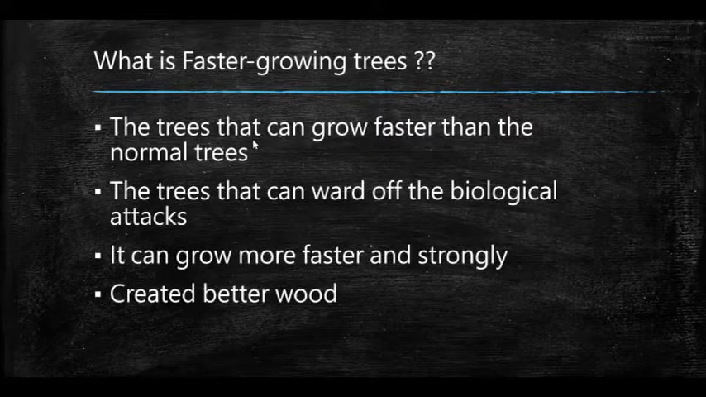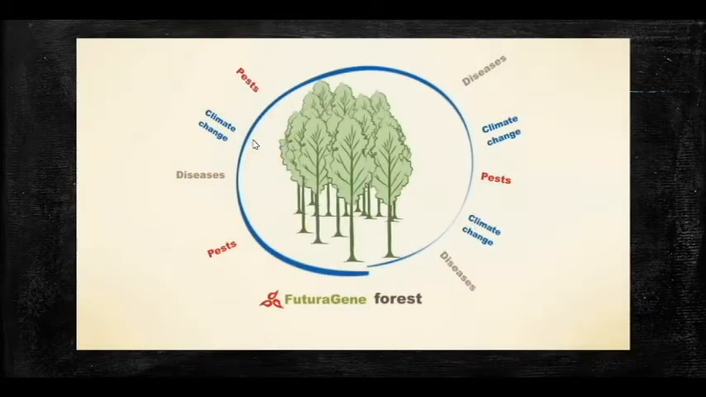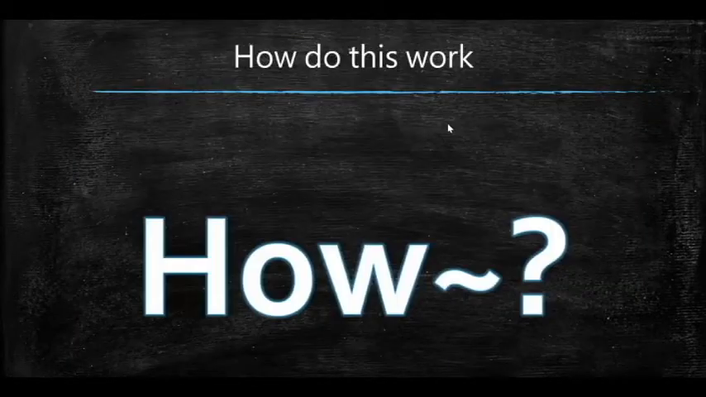The video shows that the faster growing tree will grow faster than a normal tree, and it can create better wood with fewer resources. Also, the tree can protect itself from pests, disease, and climate change. Next, I will tell you how people make these trees.